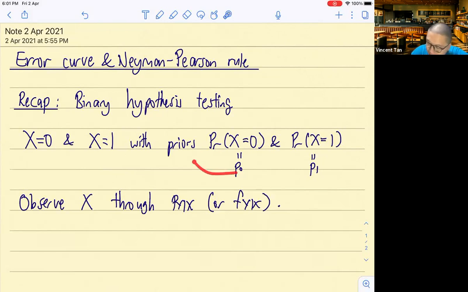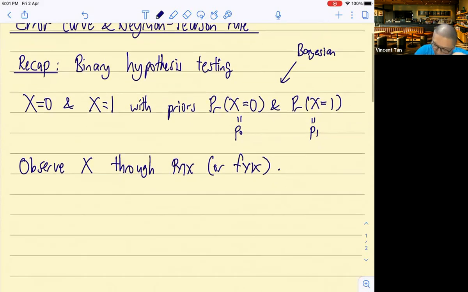So last time we considered the Bayesian setting. This is the so-called Bayesian setting where the underlying hypothesis is such that there are prior distributions induced on it. So we know this P0, P1, and we would like to make a good decision as to whether X is equal to 0 or X is equal to 1. All right. So we came up with the so-called MAP rule, which is simply the following.